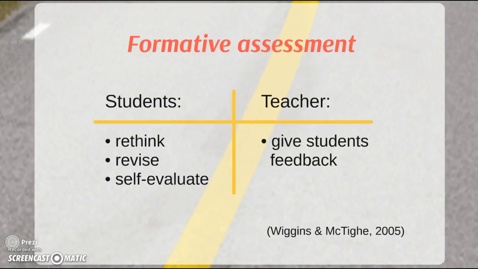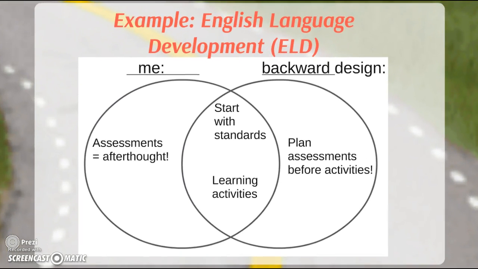Beyond just summative assessment, backward design provides a lot of opportunities for formative assessment during the learning activities. Wiggins and McTighe state that in the learning activities, students should have many opportunities to rethink their understanding, revise their work, and self-evaluate. You, as the teacher, should take lots of opportunities to give students formative feedback as their learning progresses. Here is my example from ELD.